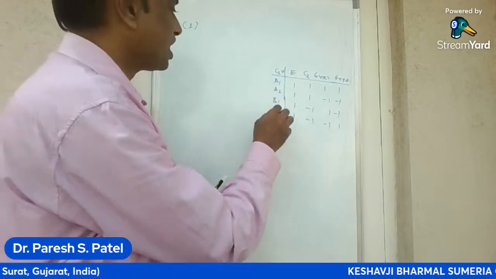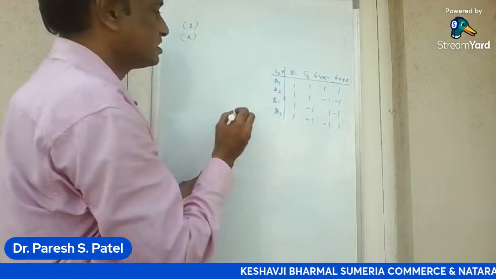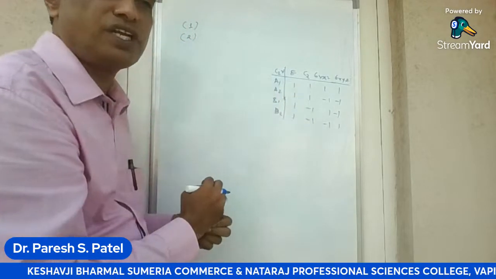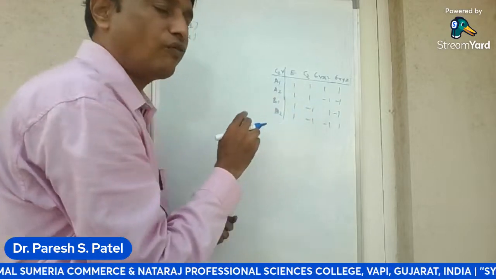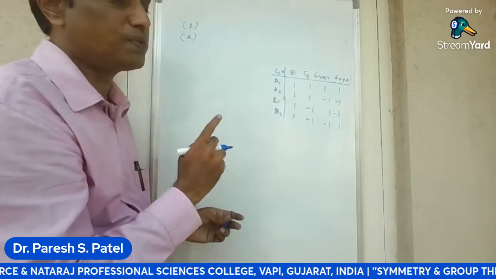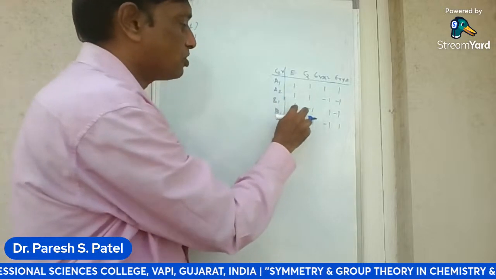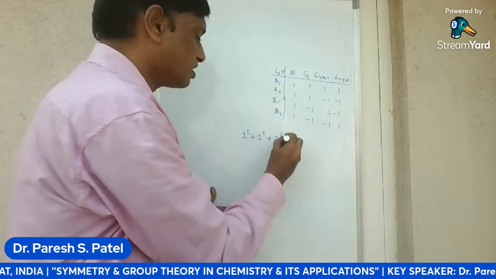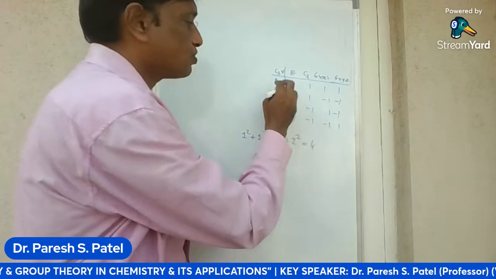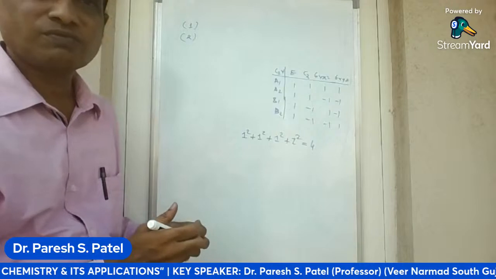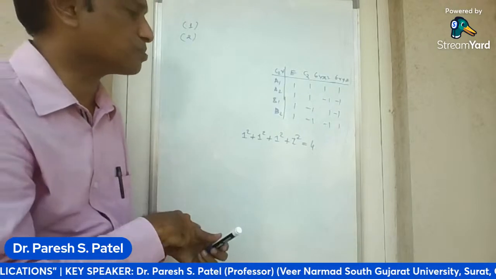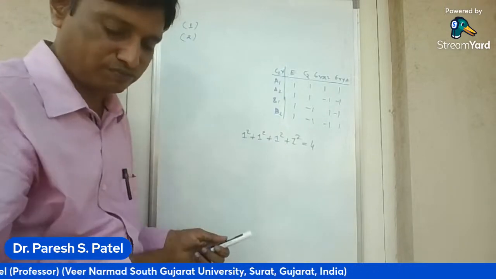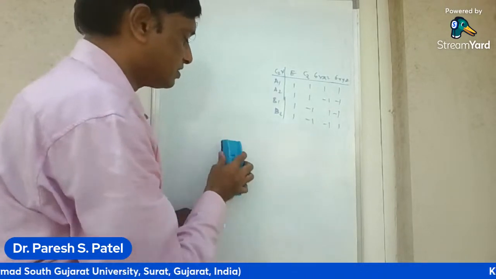Second one, the sum of the square of the dimension is equal to the order of a group. We always consider dimension with respect to the identity symmetry operation. This is one dimensional, one dimensional, one dimensional, one dimensional. So 1 square plus 1 square plus 1 square plus 1 square is equal to 4. So the order of the group for the water molecule is equal to 4. So the second characteristic of irreducible representations: the sum of the square of the dimension is equal to the order of a group.